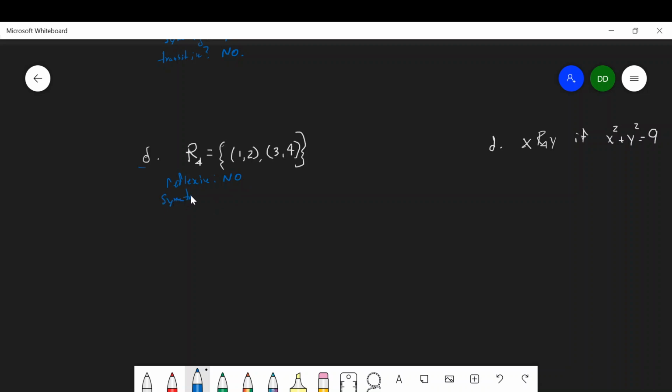Symmetric. Is this symmetric? So again, I'm checking, okay, here I have 1 related to 2. So if this were symmetric, I should also see that 2 is related to 1. But that doesn't appear anywhere, and so this fails symmetry. All right, what about transitivity?